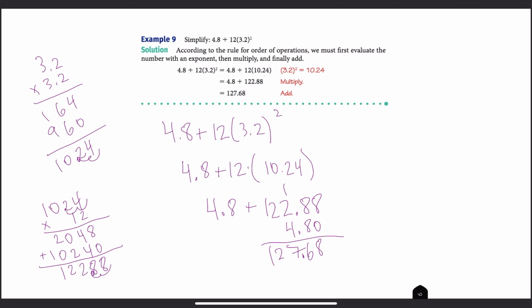We went kind of quickly, but the basic idea is that we're following the order of operations, and we're doing it one piece at a time, and we're incorporating what we know about decimals now, adding, subtracting, and multiplying.